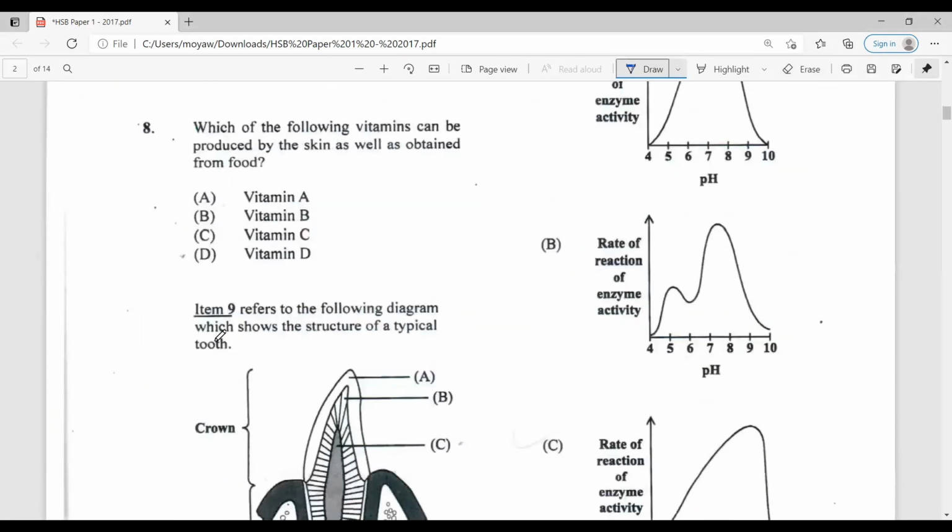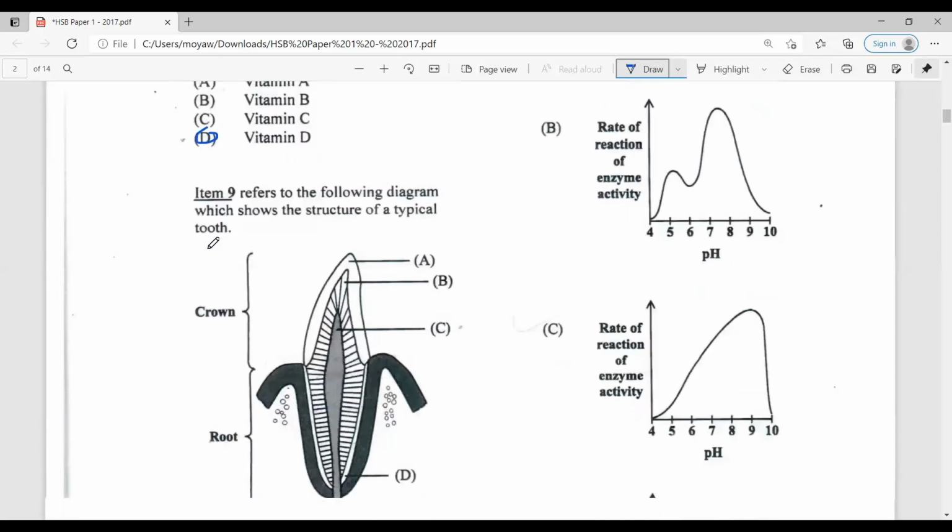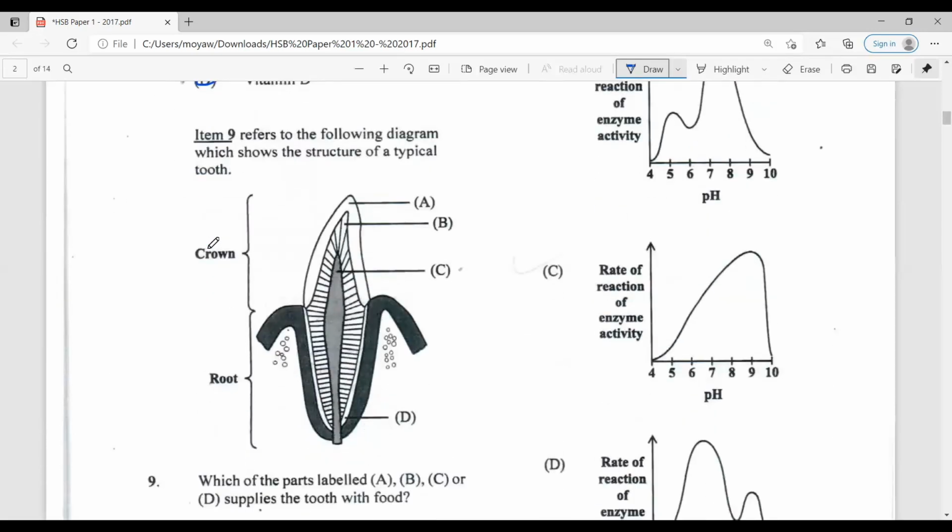Question 8. Which of the following vitamins can be produced by the skin as well as obtained from food? So we have vitamin A for A, vitamin B for B, vitamin C for C, and vitamin D for D. So the best option here would have been D, vitamin D. So vitamin D is a fat-soluble vitamin that is responsible for increasing the intestinal absorption of calcium, magnesium, and phosphate. Vitamin D is also called the sunshine vitamin because we can make it in the skin in response to sunlight. All right, so that's why it's D, because it is produced by the skin, hence it's named the sunshine vitamin. So moving on to question 9.